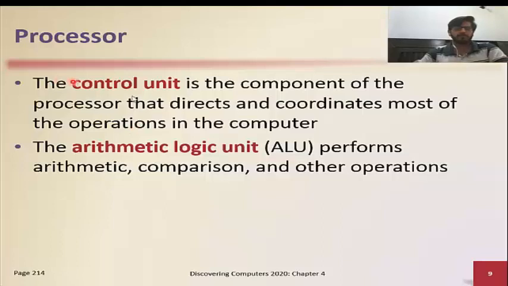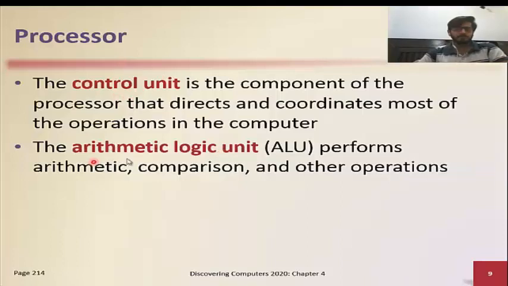So let's discuss the CPU. It's also called a control unit, and it's a component of a processor that directs and coordinates most of the operations in a computer. It means that it is categorized as the brain of a computer. So it's acting like a boss in a company. Everything is controlled by the control unit, and there are some components that facilitate the control unit.